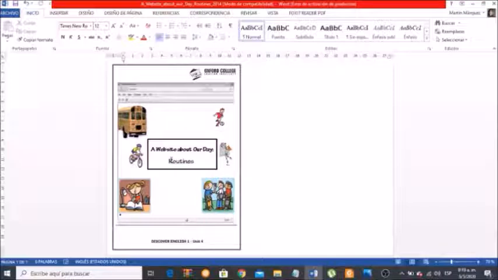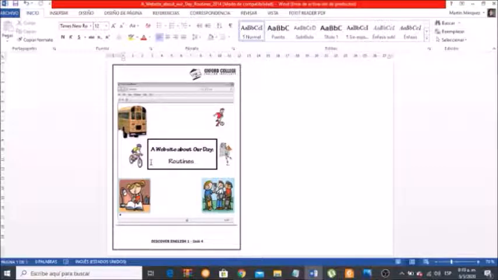Very good. Routines are the things that we usually or we normally do. Las rutinas son las cosas que nosotros usualmente o normalmente hacemos en un tiempo determinado. Es decir, podemos hablar de nuestra rutina diaria, es decir, las cosas que usualmente o que normalmente hacemos en nuestro día. También podemos hablar de nuestra rutina semanal, es decir, de las cosas que usualmente hacemos en la semana. E incluso también podemos llegar a hablar de nuestras rutinas de los fines de semana, es decir, las cosas que usualmente hacemos en nuestros fines de semana.